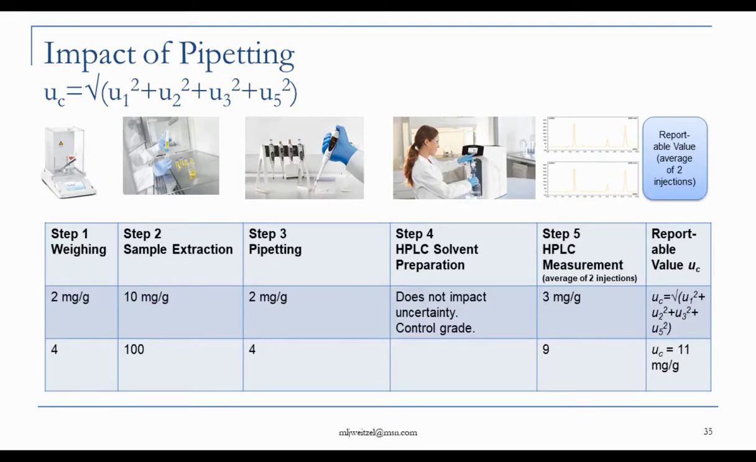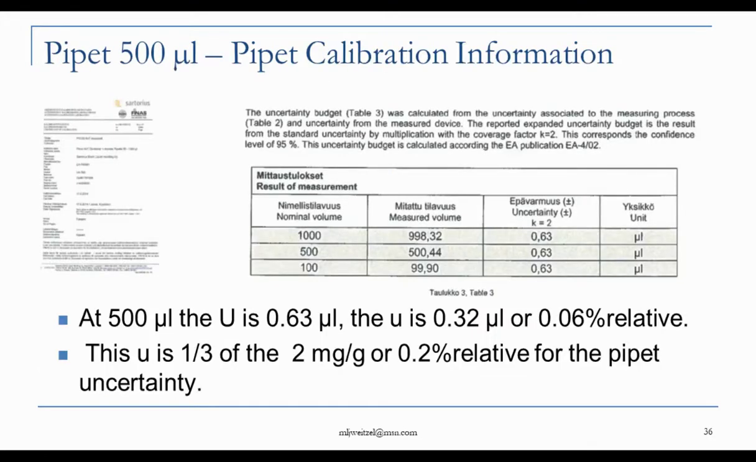Here we look at another change with this method. Going back, we've got our weighing uncertainty in there. What about pipetting? It's 2 milligrams per gram. What is the impact of that? Again, looking at the calibration certificate, we can find out how critical our pipette is to our pipetting. So you look at your calibration certificate, and further on in the pages, it says the uncertainty budget was calculated from the uncertainty associated with the measuring process. And it says the reported expanded uncertainty budget is a result from the standard uncertainty by multiplication of the coverage factor K equals 2. So to get the standard uncertainty, we know we have to divide by 2. So at 500 microliters on the certificate, the expanded uncertainty is 0.63. So the standard uncertainty is 0.32 microliters.